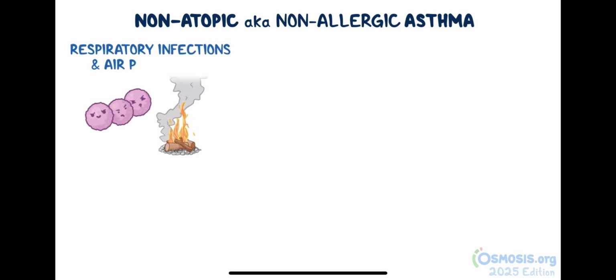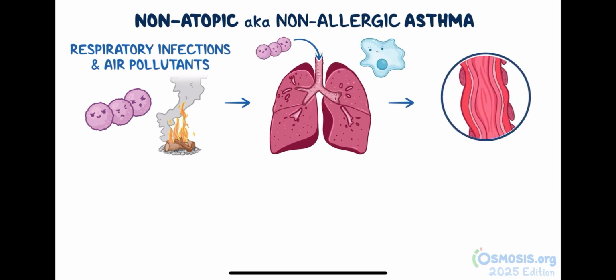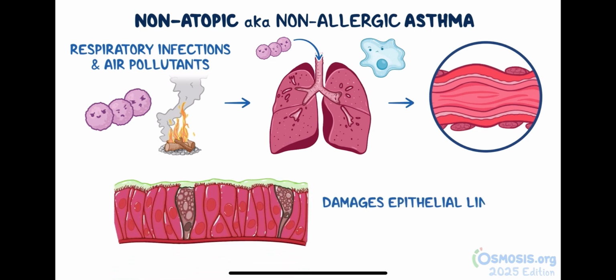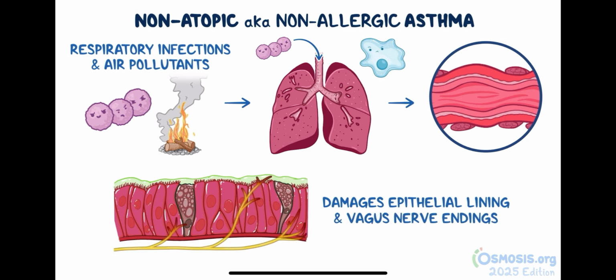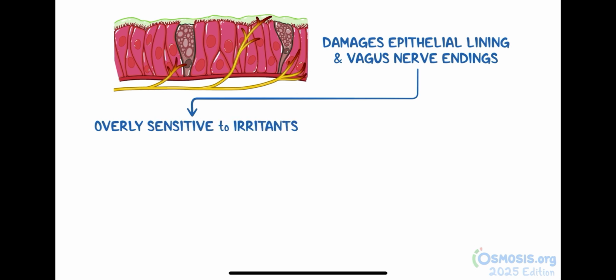Now, let's switch our focus to non-atopic or non-allergic asthma, which is typically associated with respiratory infections and exposure to air pollutants. When a pathogen, like a virus, reaches the airways, it activates the immune system, causing local inflammation. As the immune system fights the pathogen, it also damages the surrounding epithelial lining and the vagus nerve endings beneath it. This damage makes the nerve endings overly sensitive to irritants that would not typically cause a reaction.